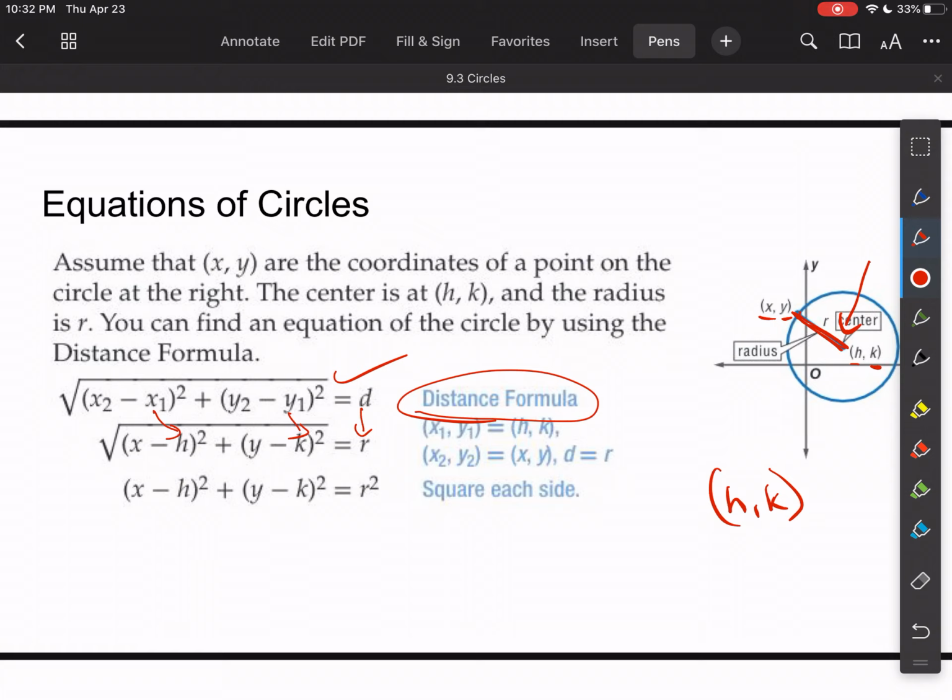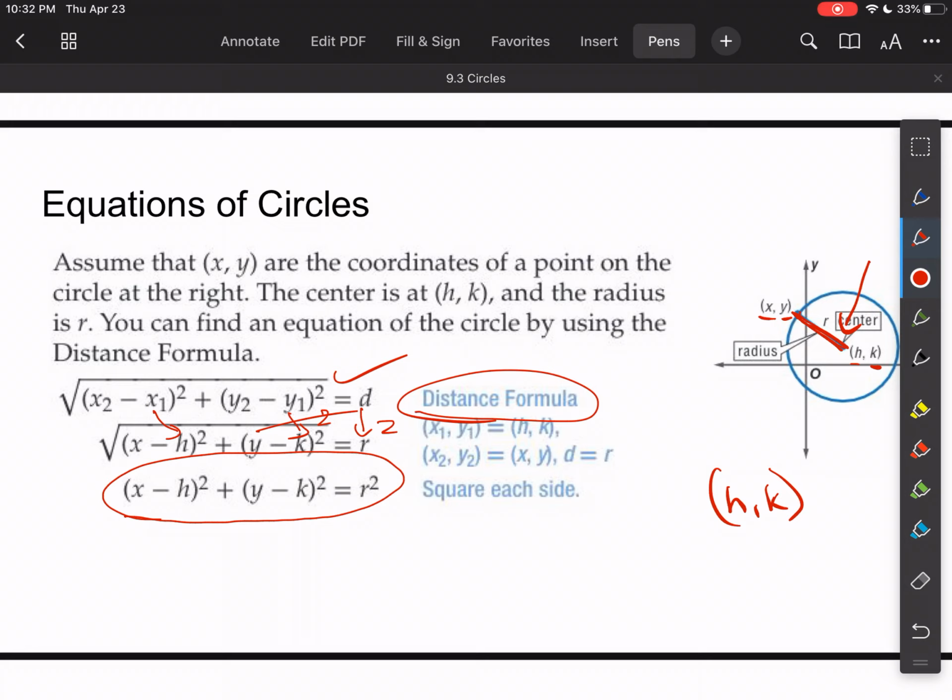So the distance between those 2 points is the radius, so I'm just going to call it r. Now to simplify this a little bit, I can square both sides. If I square this and square this, the square root goes away, and I'm left with x minus h squared plus y minus k squared equals the radius squared.